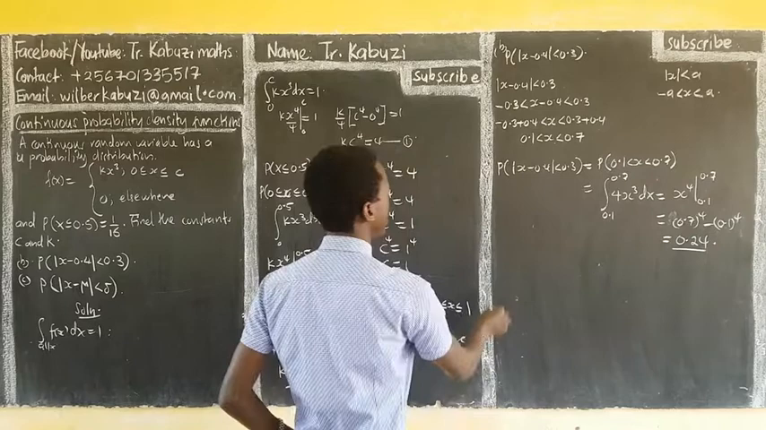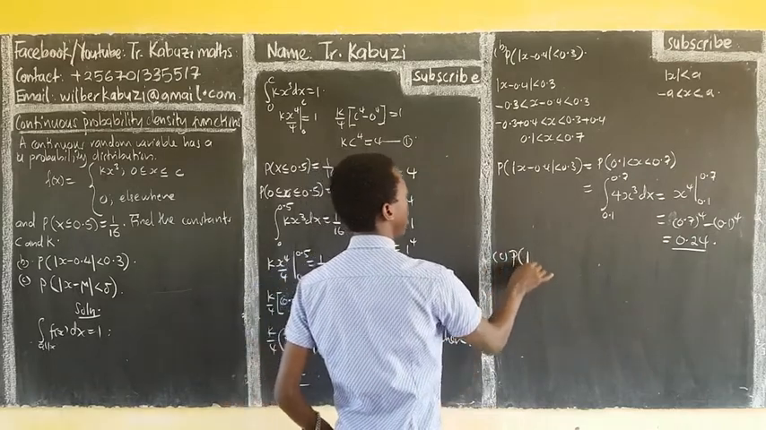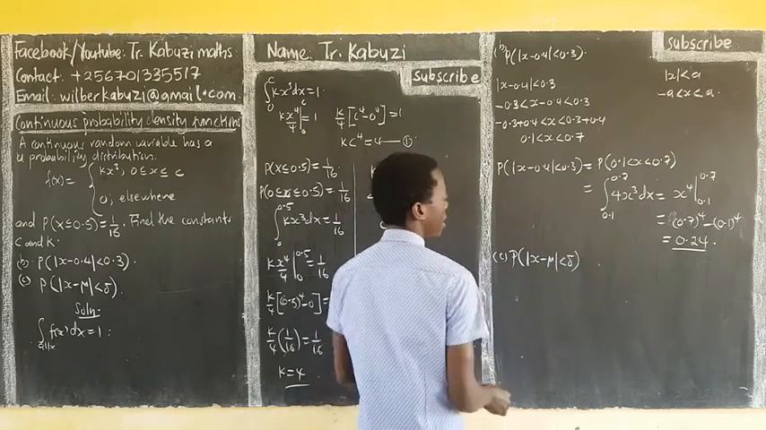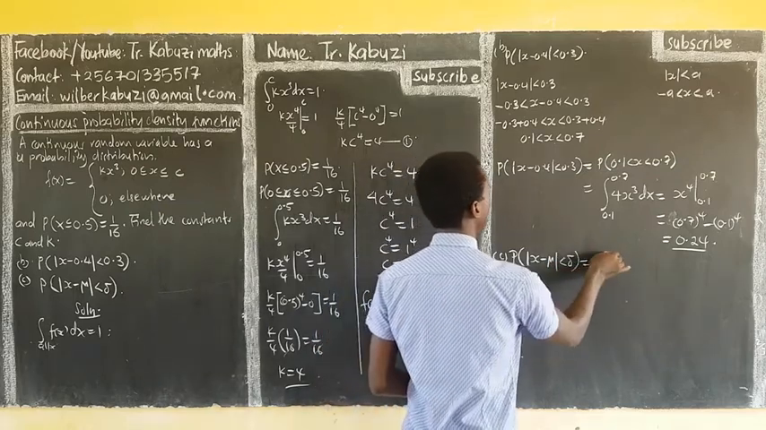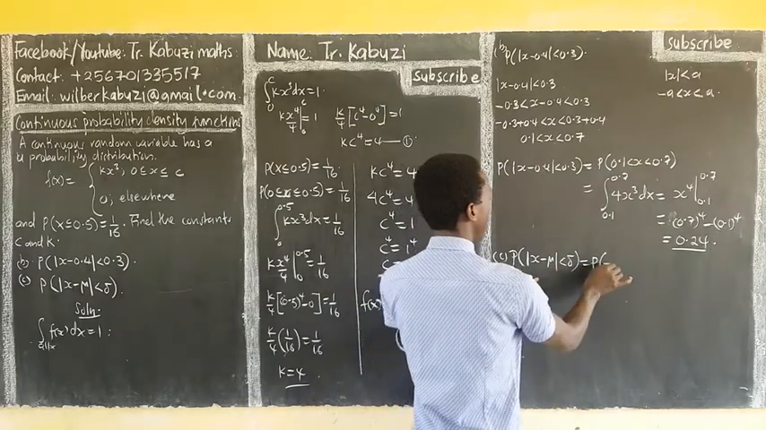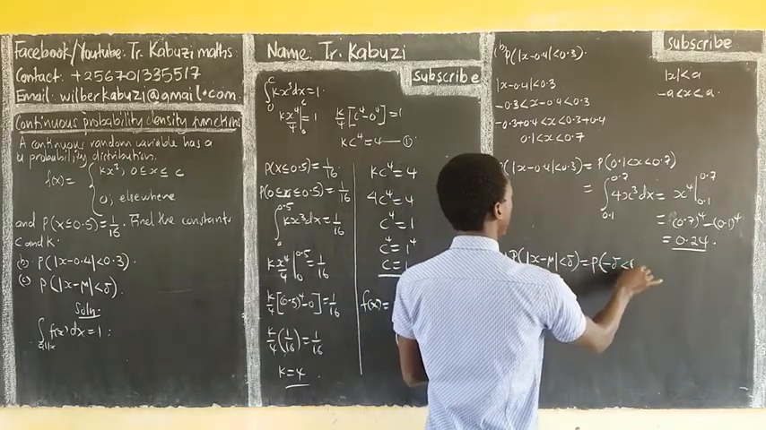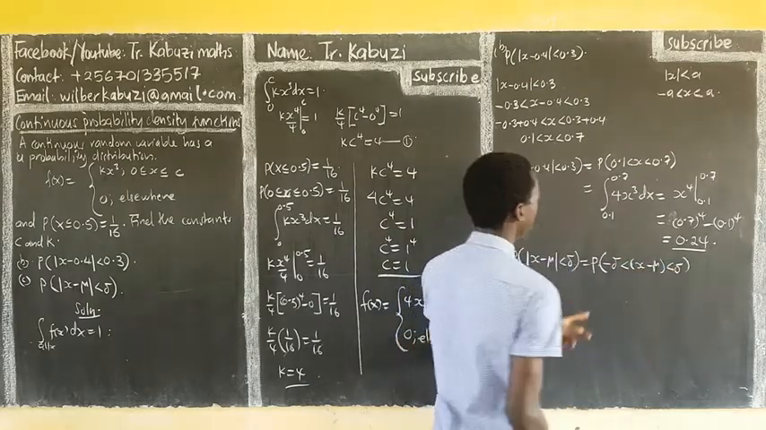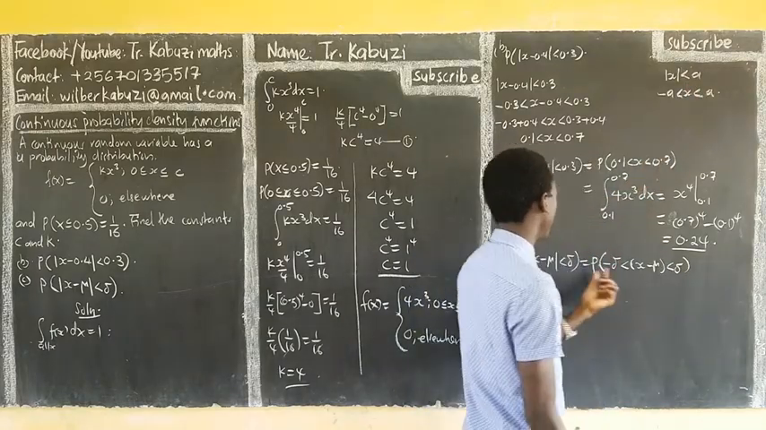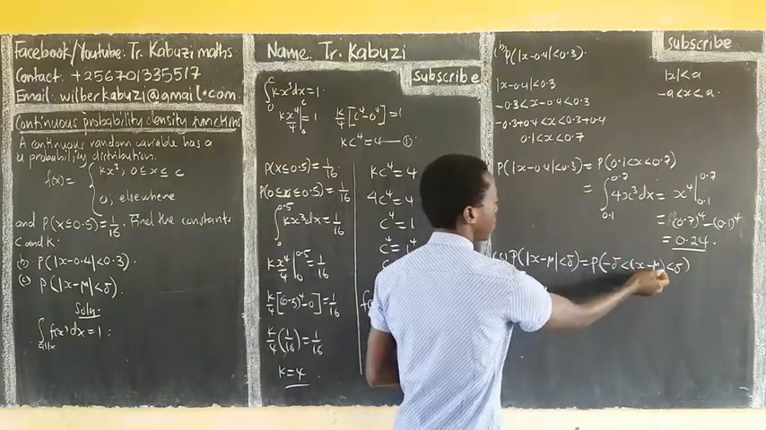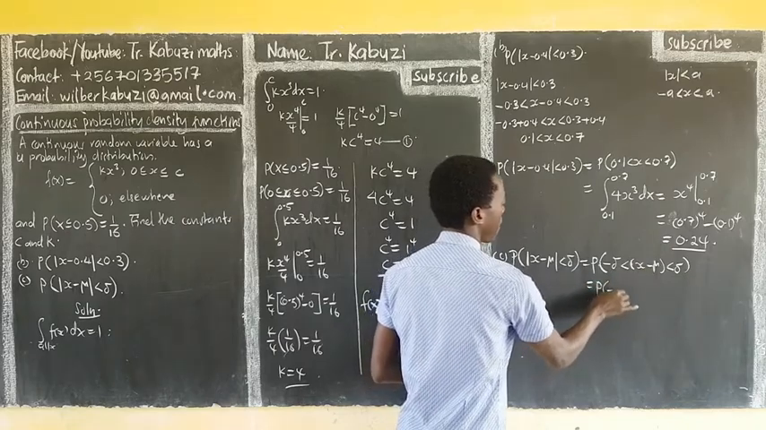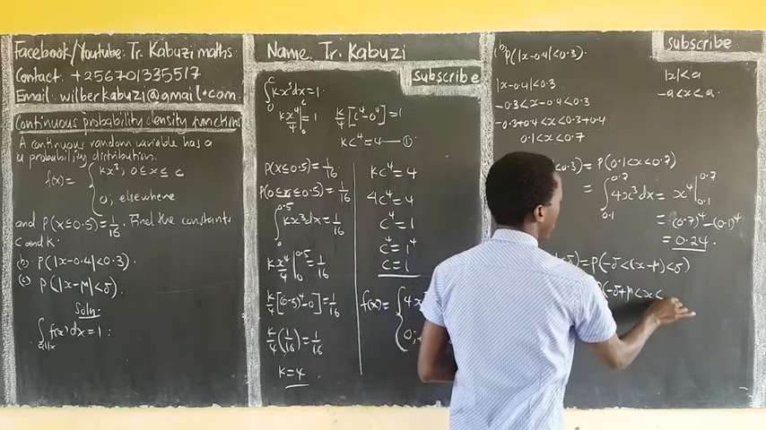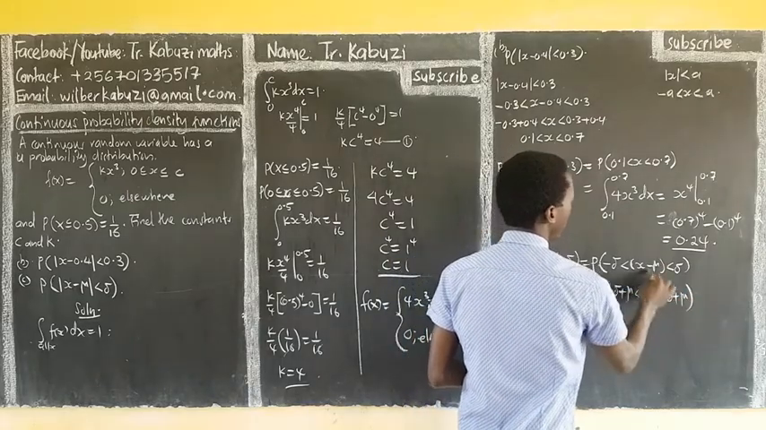Then we come now to part C, where we have the probability of modulus of x minus mu less than sigma. This one is treated the same way. We expand this using the expression here: negative sigma less than x minus mu less than sigma. Then we take mu to the other side, so we have mu minus sigma less than x less than mu plus sigma.